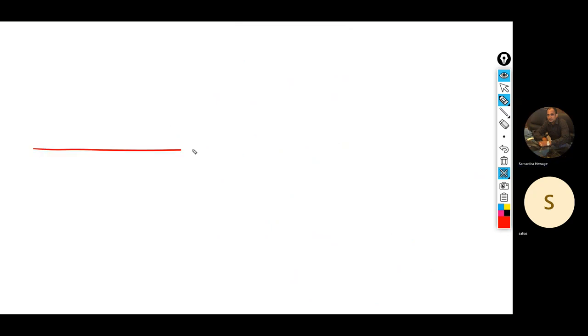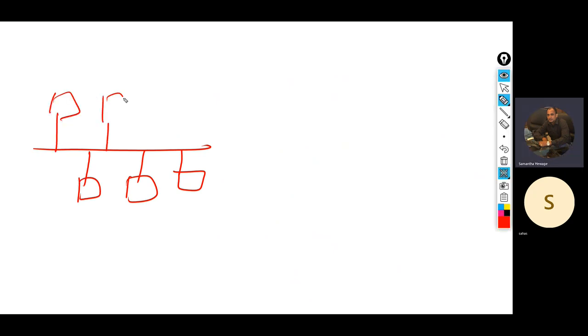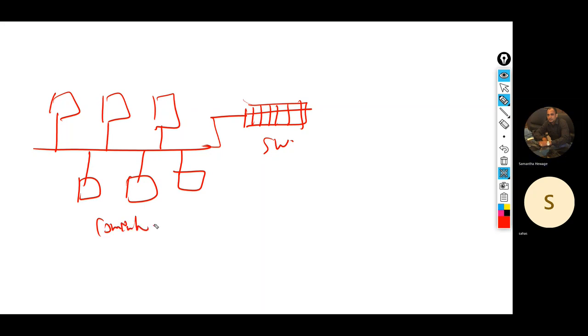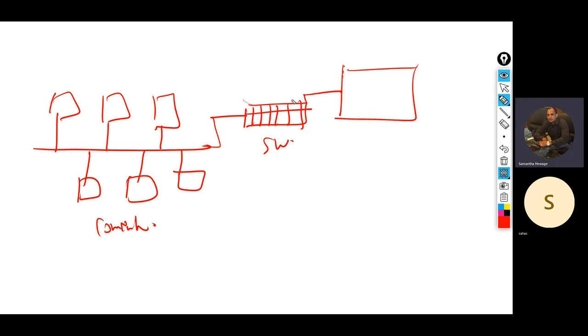You have a network. This is your company network. The company network has, say, 1,000 or so computers, and it will connect to many, many switches. I will draw only one switch. These are switches, these are computers. Then the switch is connected to the core switch. These are layer two switches, these are core switches. So we will connect the firewall to the core switch.